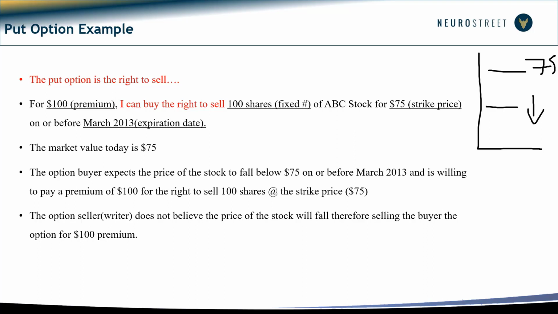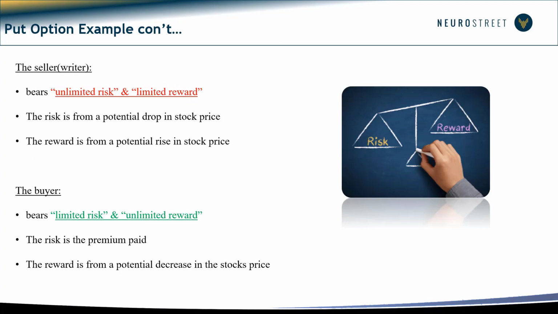And so what ends up happening, okay, there's two risk profiles on this. The seller has unlimited risk and limited reward. The risk is from a potential rise in the stock price. The buyer, okay, has limited risk and unlimited reward. So like I said, it's enticing for us to be wanting to buy the put. The risk is the premium paid. The reward is from the potential decrease in the stock price, right? As we talked about, we want the stock to drop in a put option example.